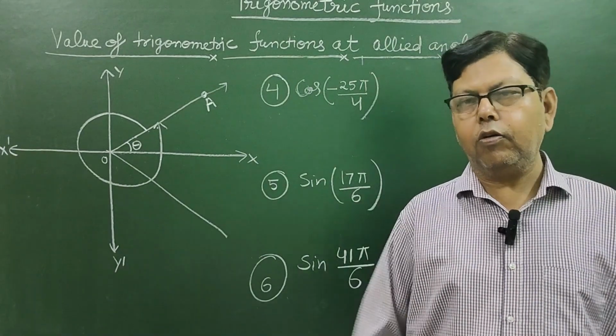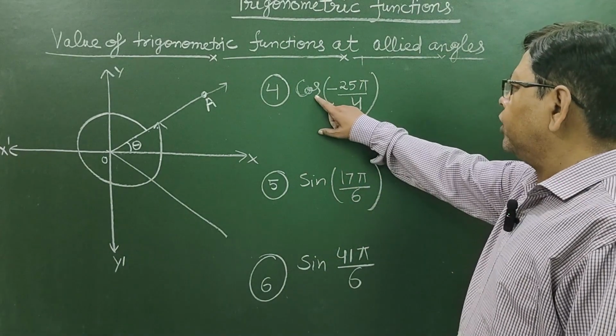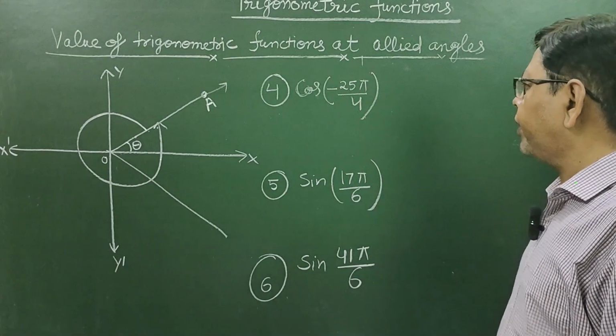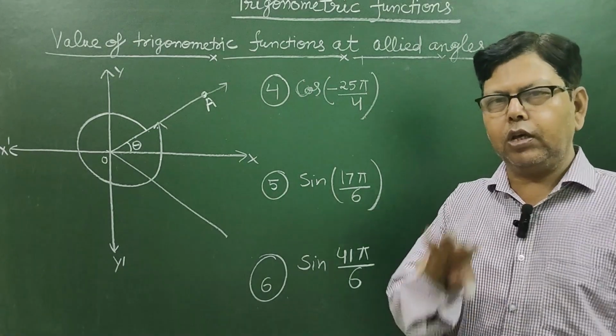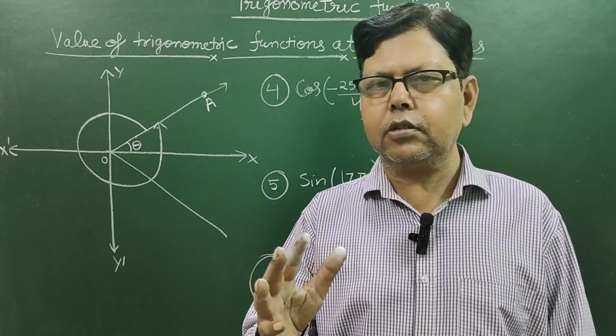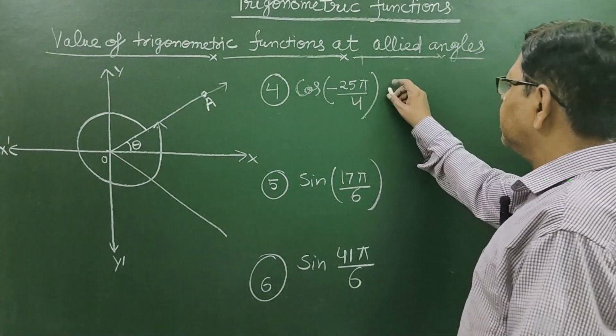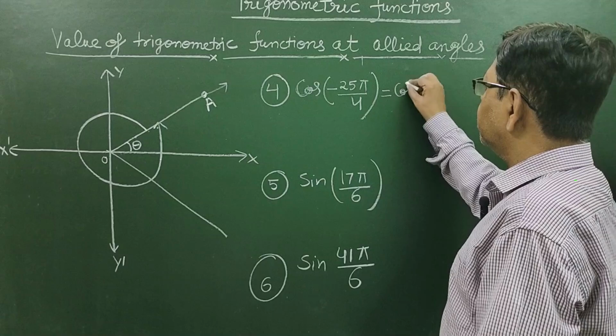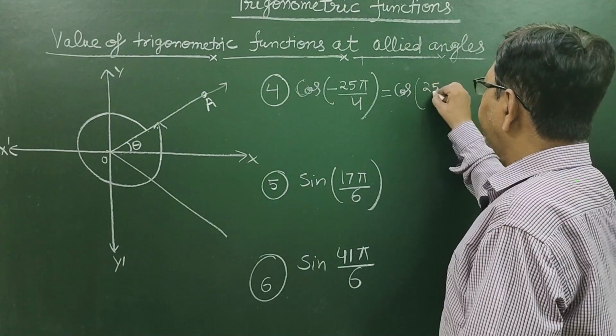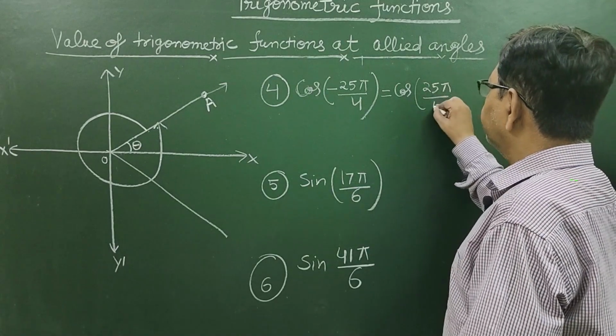So the value is equal to minus 1 upon root 3. Some more values now. Evaluate cos of minus 25 pi upon 4. If you have a negative angle, first tackle the negative sign. Cos of minus theta is cos theta, so this is equal to cos of 25 pi upon 4.